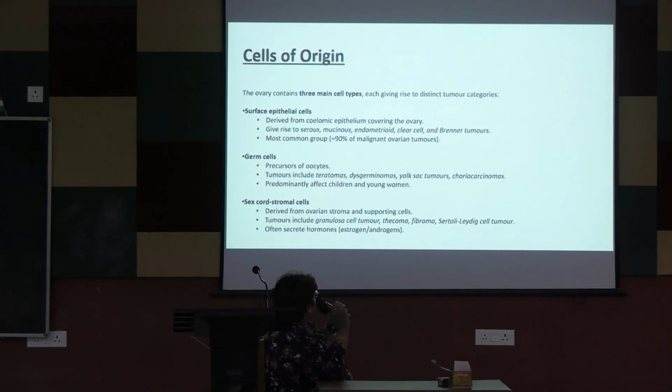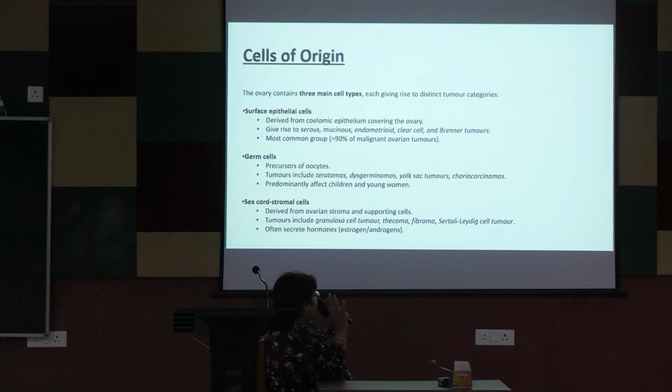So there are three main types of cells from which the ovarian tumors originate. The first one is the surface epithelial cells. Embryologically, it is derived from the coelomic epithelium covering the ovary, and it gives rise to serous, mucinous, endometrioid, clear cell and Brenner tumors. And it is the most common group of ovarian tumors, and it consists of more than 95% of malignant ovarian tumors.